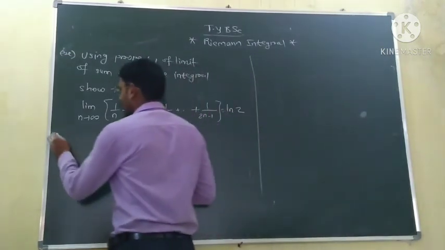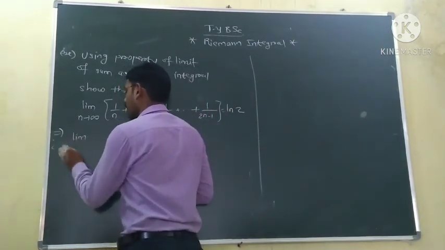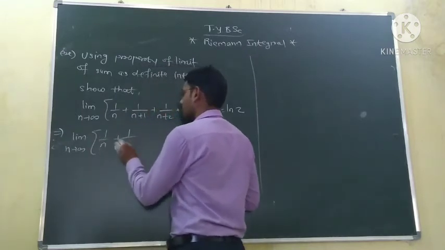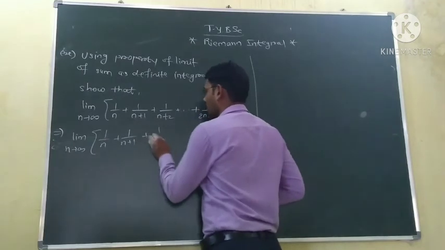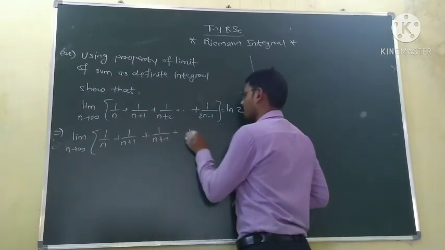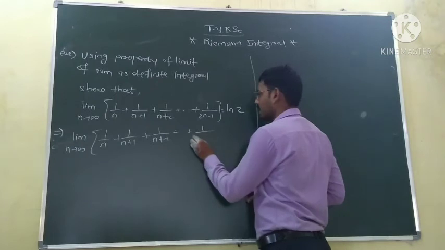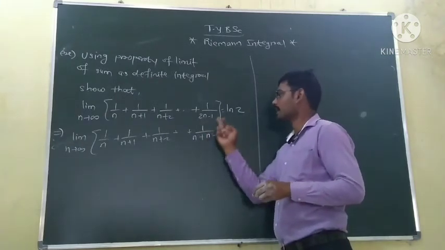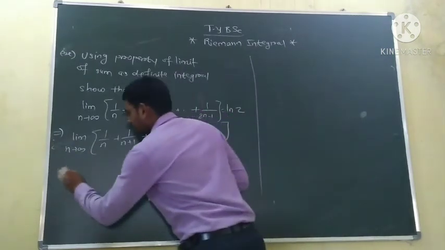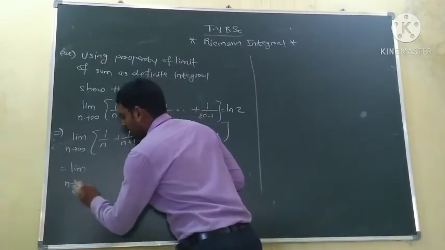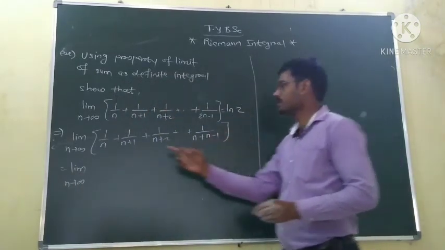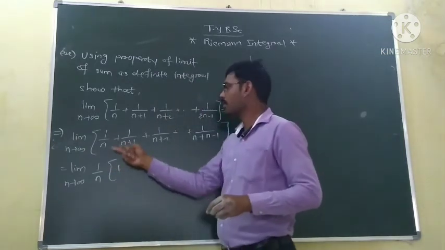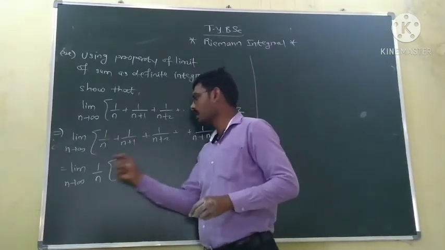Now limit n tends to infinity of 1 by n plus 1, plus 1 upon n plus 2, up to 1 upon twice n minus 1. That is, we can write it as n plus n minus 1, so twice n minus 1. This is equal to limit n tends to infinity. We will take 1 by n outside. So 1 by n, here first element will be only 1 because we have taken 1 by n outside.